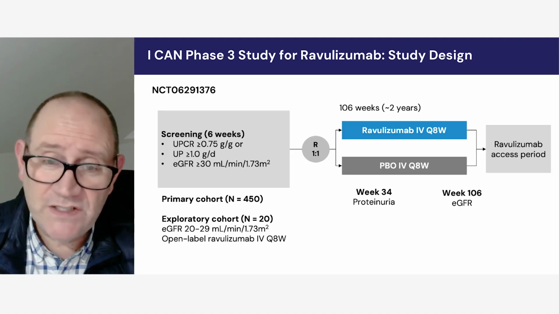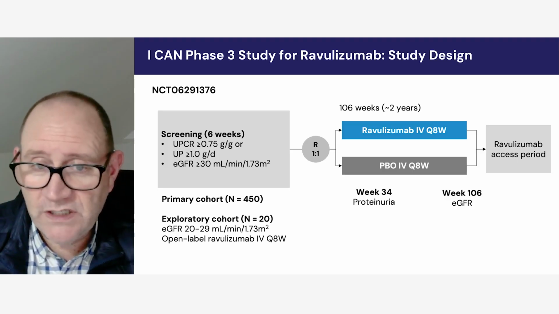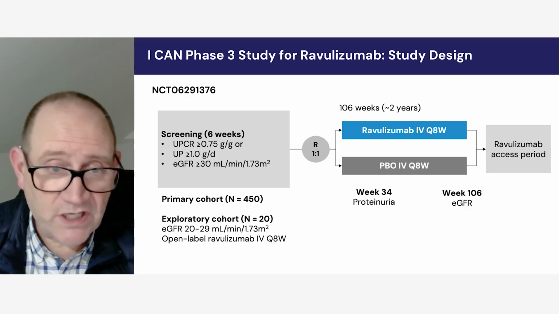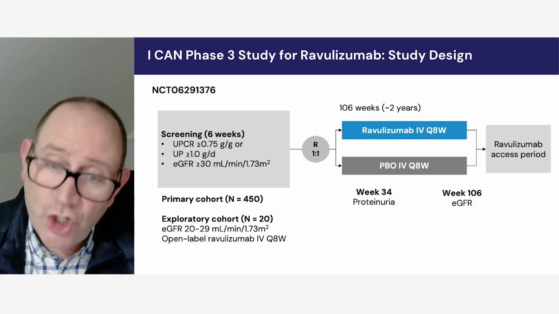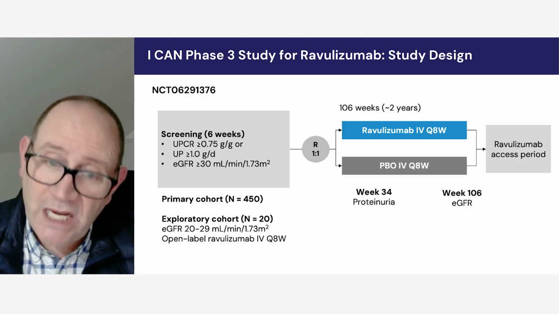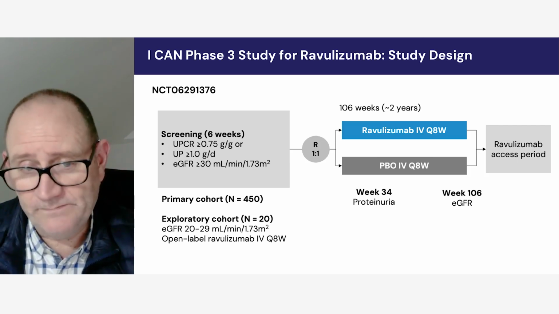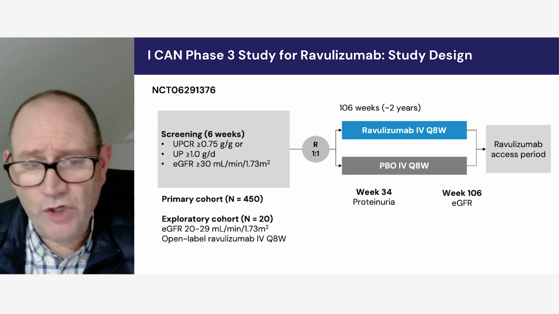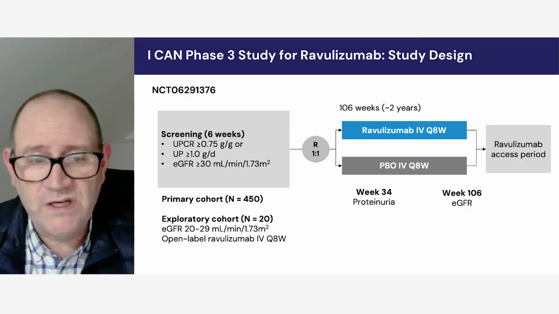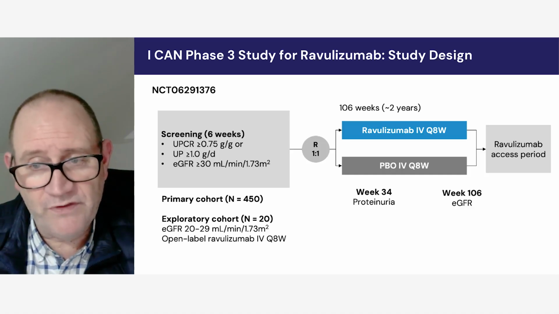Ravulizumab is now being assessed in the phase 3 ICAN trial, another placebo-controlled study looking at ravulizumab given intravenously every 8 weeks compared to placebo in high-risk IgA nephropathy patients. And again, there's an early readout of the effect of ravulizumab on proteinuria, this time at week 34, and a longer-term evaluation of the effect of ravulizumab on GFR out to 2 years. In this study, there's an additional open-label cohort who have a lower GFR, a 20 to 29 mils per minute cohort, with the main cohort having to have a GFR above 30 mils.